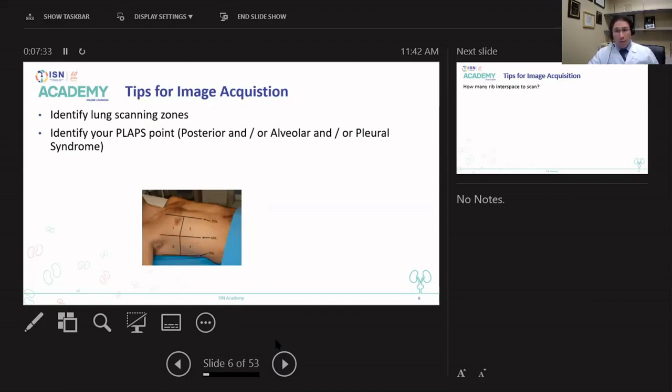When you can't get an answer from some of your anterior zones, you really need to make sure that you're aware of the PLAPS point, which is the posterior and/or alveolar and/or pleural syndrome point. This is roughly the 5th intercostal space, but you're going to be putting your knuckles to the bed and trying to get as posteriorly as you can, sometimes in the mid-axillary, but really more towards the posterior axillary line, because that's going to be a high yield spot for identifying lower lobe consolidations and pleural effusions.